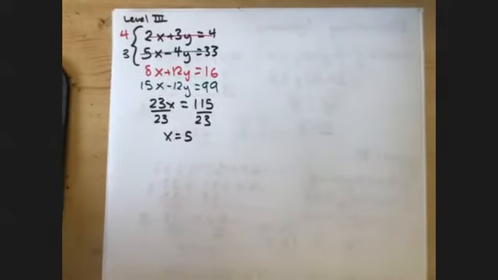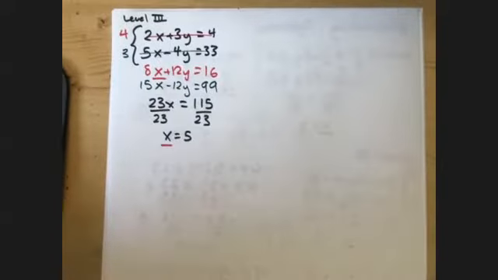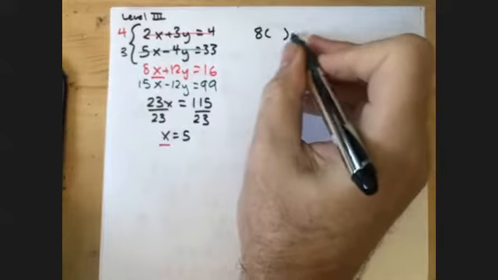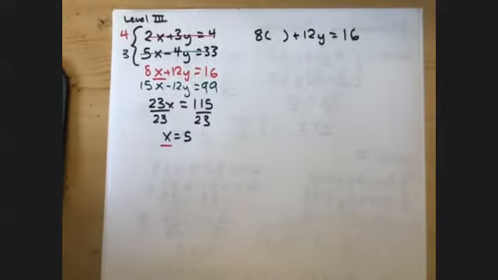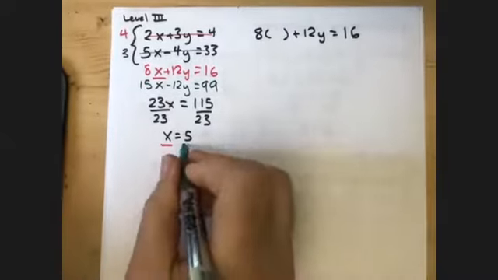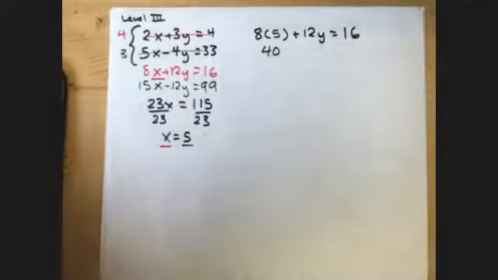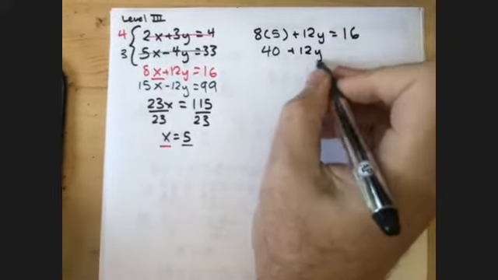And now we're just back to the normal stuff. Oh, I've got an x. I'm going to plug in my x there. So rewrite it: 8x plus 12y equals 16. Plug in that value of x, which is 5 right here. 8 times 5 is 40. Bring down everything else.